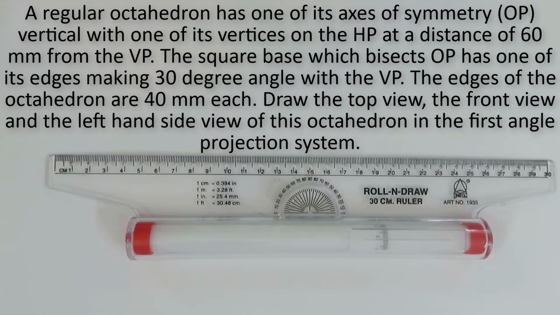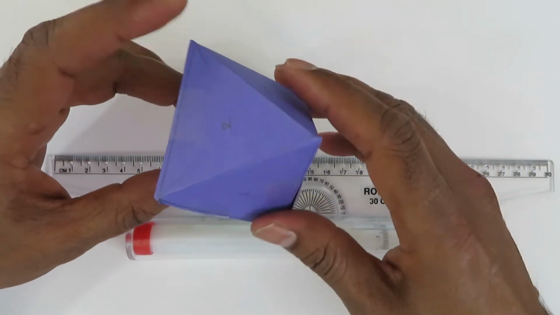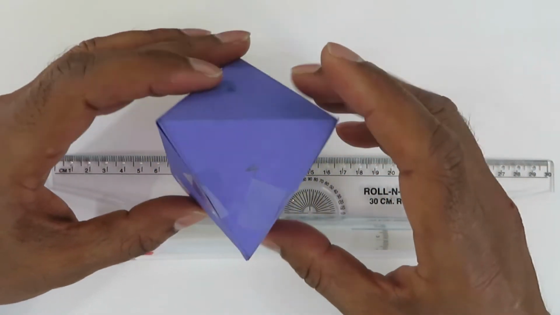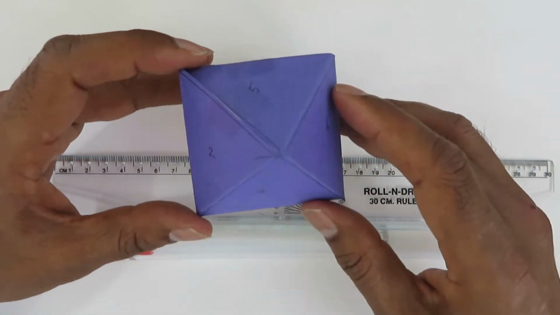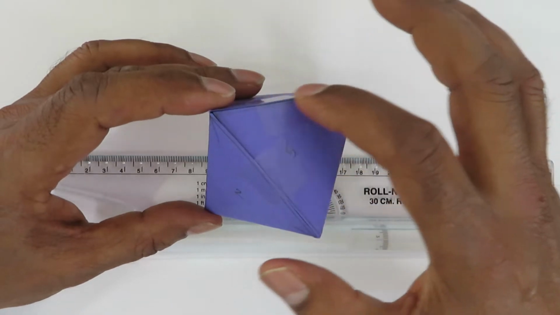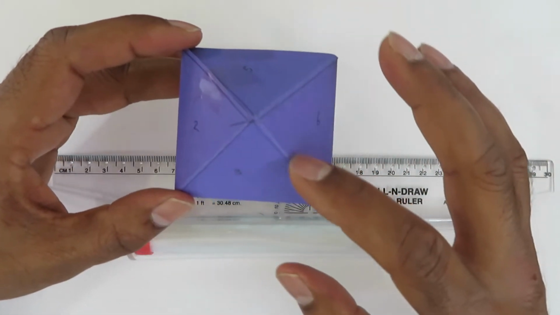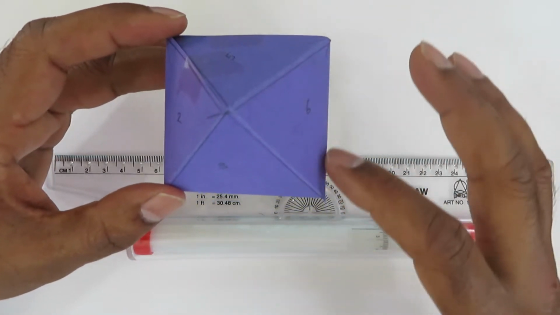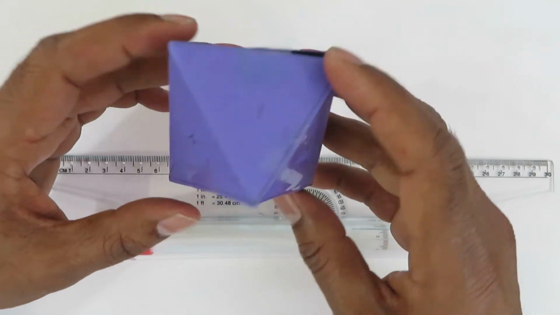Draw the top view, the front view and the left hand side view of this octahedron in the first angle projection system. So first of all, I would like to show you the solid, how octahedron looks like. So this is a model of octahedron. Here you can see that it has got faces. Each face is an equilateral triangle. So that means the sides are equal and all the faces are the same in size.